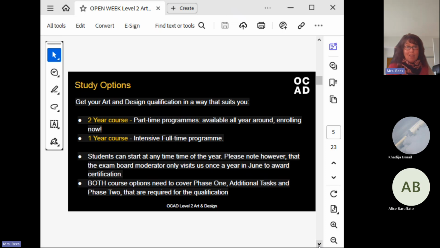Both course options need to cover phase 1, the additional tasks, and phase 2, which are required for the qualification. So the only difference depends on how quickly you are wanting to cover the course, whether that be over 2 years or on the intensive 1-year course. Obviously, students starting in September, like we've just had, will then be aiming to complete for June next year. So already you can see that's almost less than a year if they're getting in for next year's moderation.